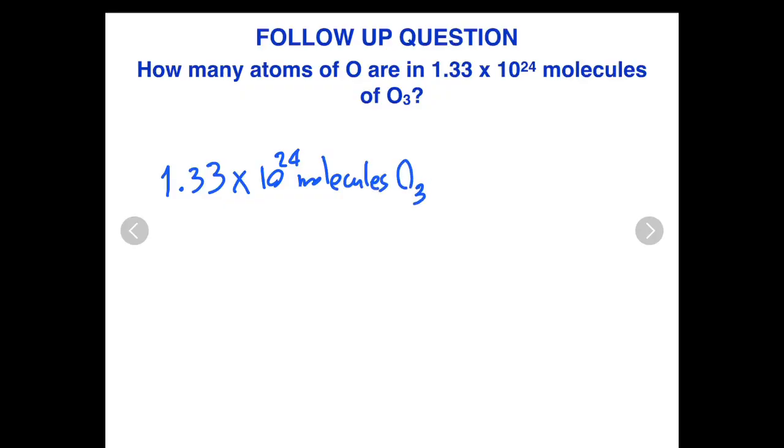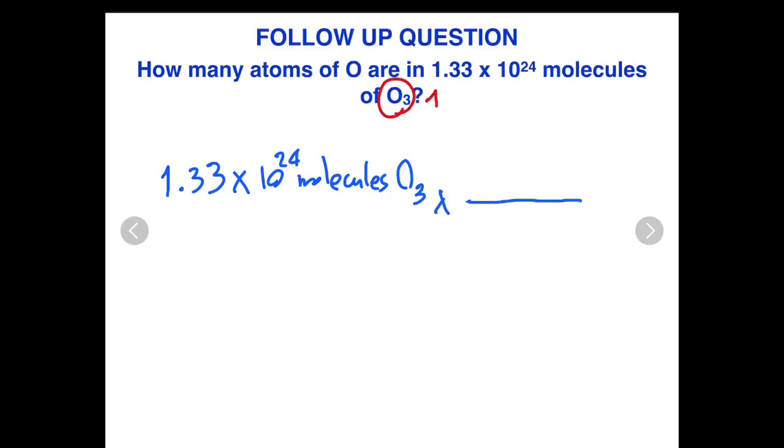Okay, now I want to know only the atoms of oxygen. So this is a molecule of ozone. It's not oxygen. Oxygen is just one single atom. So in this case, this is when you are going to use the mole to mole ratio, or you can do a molecule to molecule ratio as well, right? So think about this, one molecule of O3.